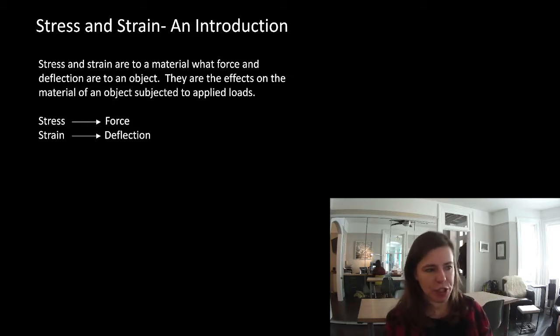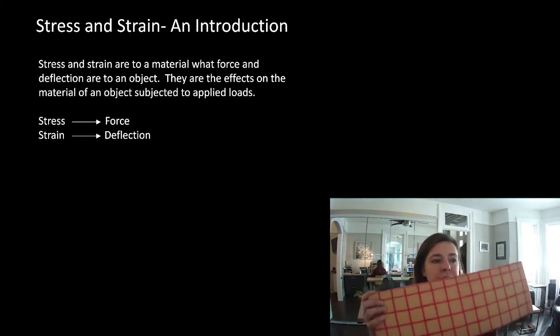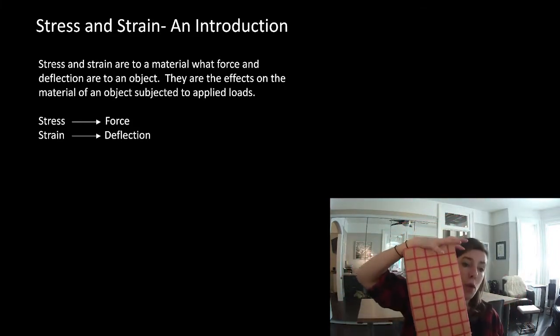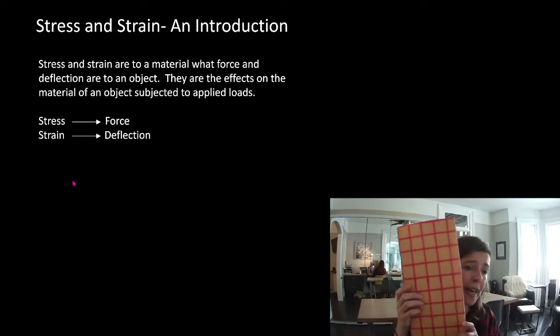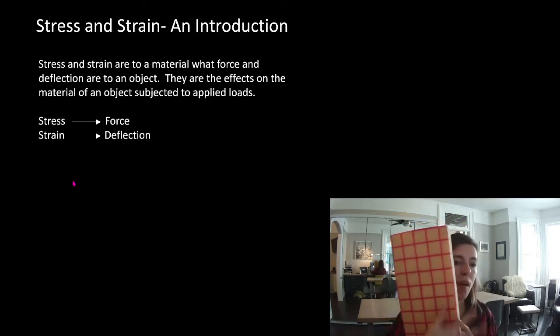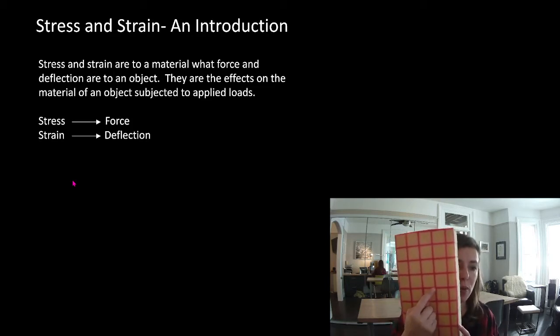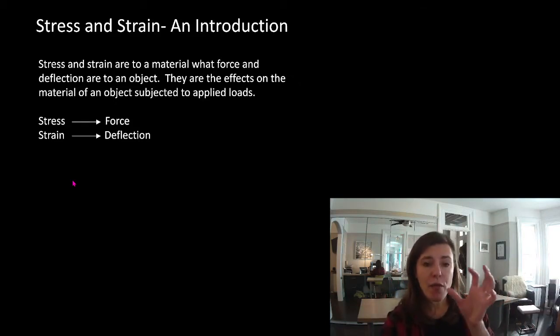But deflection or deformation. Okay, so stress and strain are to a material what force and deflection are to an object. So this is our object. We were seeing a force applied, and we were seeing deformation. Stress and strain is talking about the little block of material. So we don't need to know what the overall object is necessarily. We're talking about the little tiny block within our object. So stress and force can be exchanged, and strain and deflection or deformation can be exchanged.